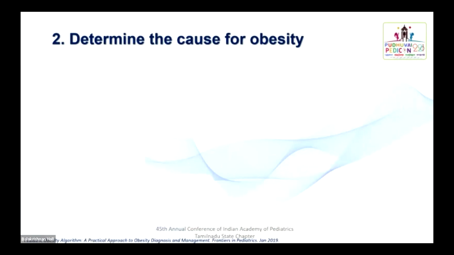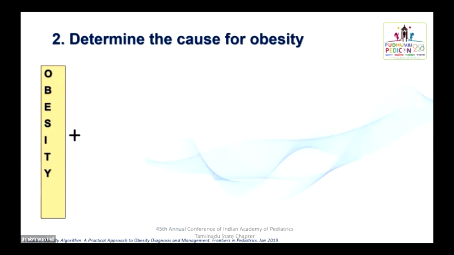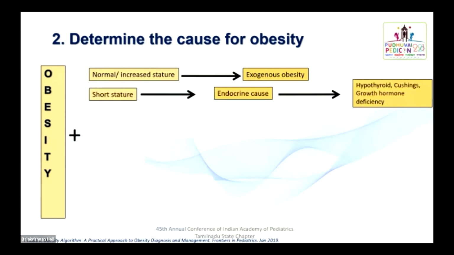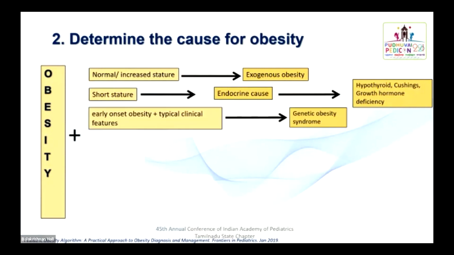Once we identify that this child is obese, we need to know what is the cause for obesity. If there's a child who has obesity with accelerated growth, that is, their height is normal or increased, the cause is exogenous, which is nutritional. It is because of increased calorie intake. On the other hand, when there is an obese child with short stature, then the cause is endocrine. It could be either hypothyroidism, Cushing's, or growth hormone deficiency. When we have a child with early-onset obesity, before 5 years of age, extreme obesity with very classical clinical features, dysmorphism, developmental delay, deafness, or retinal dystrophy, think of genetic obesity syndromes.